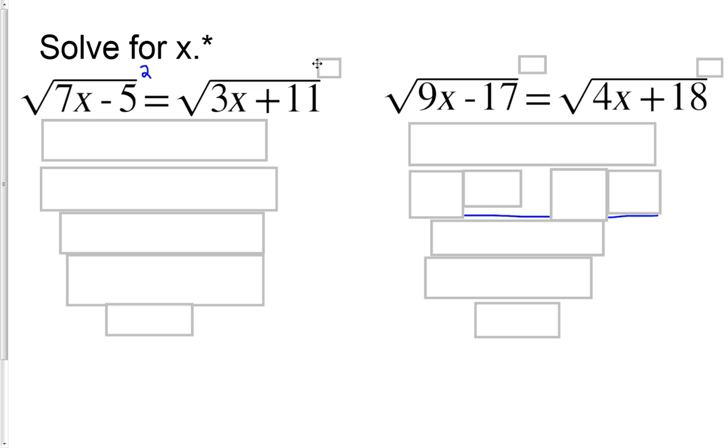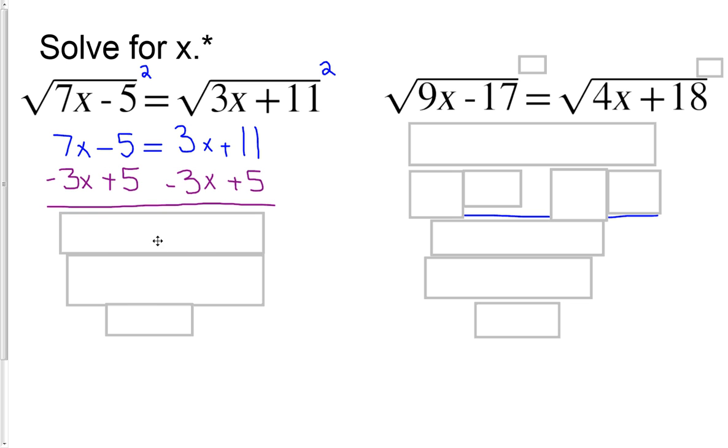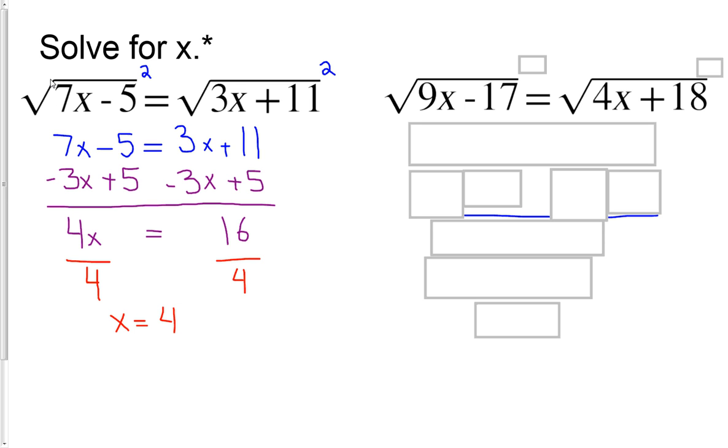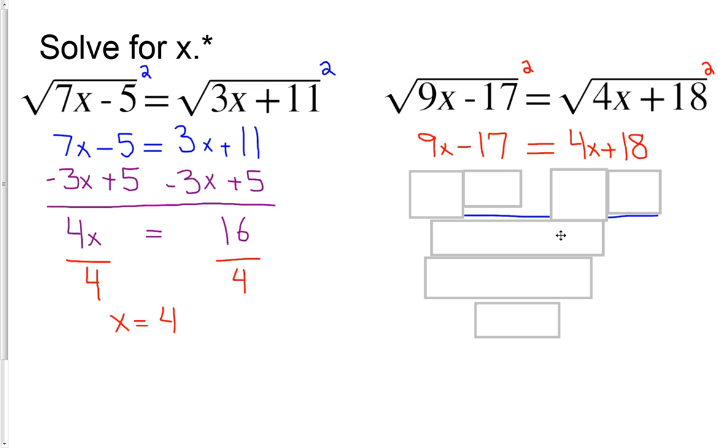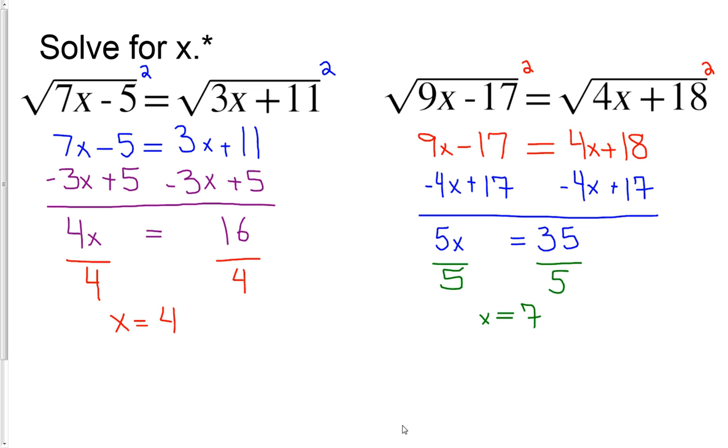And so the steps are squaring both sides, 7x minus 5 equals 3x plus 11, moving the 3x first, minus, minus, and we're plussing 5 to both sides. We're going to get 4x is 16. Let's divide by 4 to get x is 4. 28 minus 5 equals 12 plus 11. They both equal 23. Same idea over here, squaring both sides. 9x minus 17 equals 4x plus 18. Subtracting the 4x, and then we're going to move the 17. 5x is 35. It gives us x equals 7.